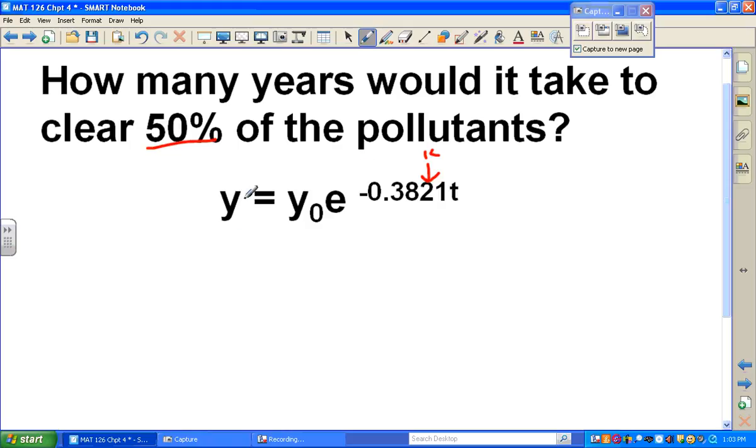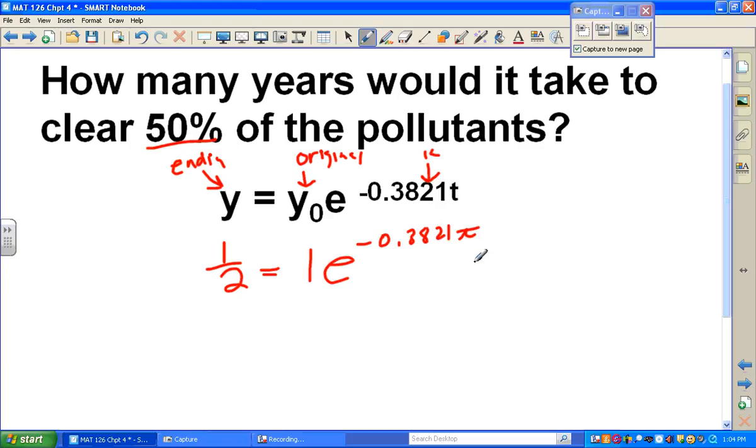Yeah, you can plug in 50% for Y because that's how much you want to end up with. Remember, this is the original amount, Y sub 0, and this is the ending amount. So if you start out with 1, you end up with 50% of it. I always start out with just a half, equals 1 times e to the negative 0.3821t. I always start with a half. I don't know why, just because. And now you solve for t, and there's lots of ways of doing it.